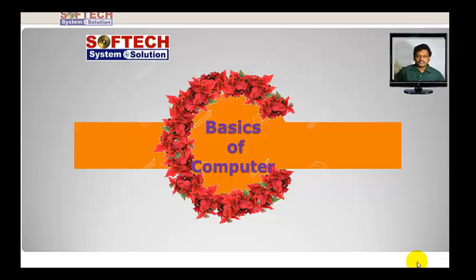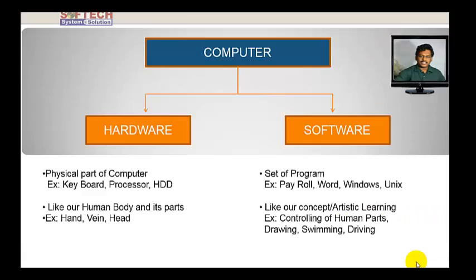In this session, we learn about the basics of computer. The computer is majorly classified into two divisions. One is hardware, the second one is software. Hardware is a physical part of the computer, like keyboard, mouse, monitor. These are all the hardware of computer. Software is a set of programs, like Windows, Unix, Word, payroll. These are all the programs. This is software. A set of programs is software.